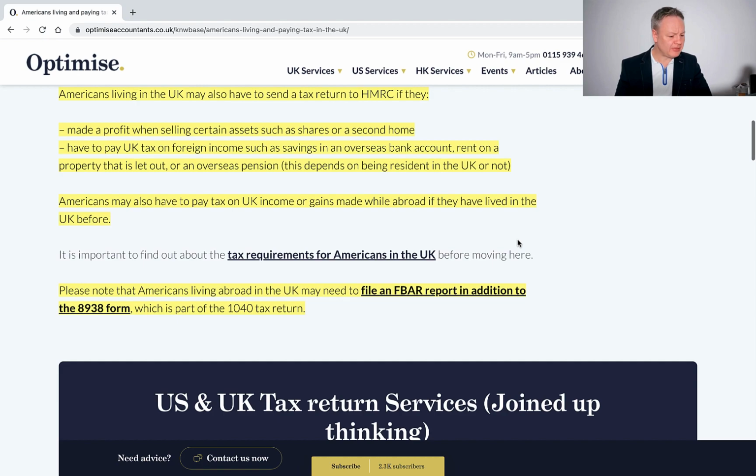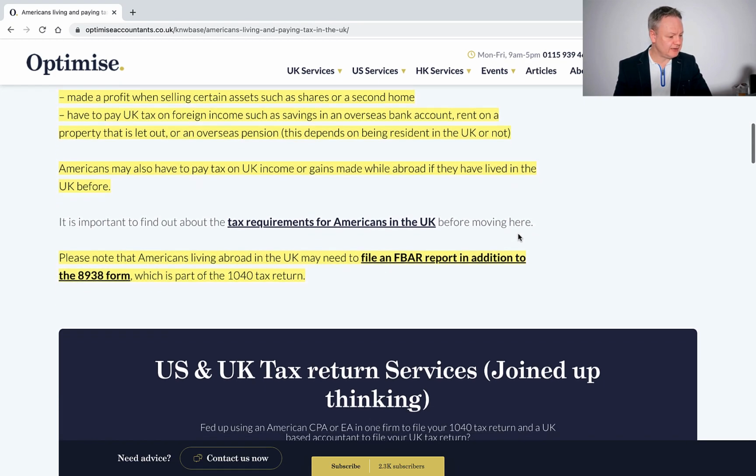So the big thing for you to think about is if you are an American selling assets in the UK, it will be subject to capital gains tax. Don't forget, it will also be subject potentially to tax in the US by the IRS. So you might need to think about tax credits in that regard and how you can offset that tax liability.